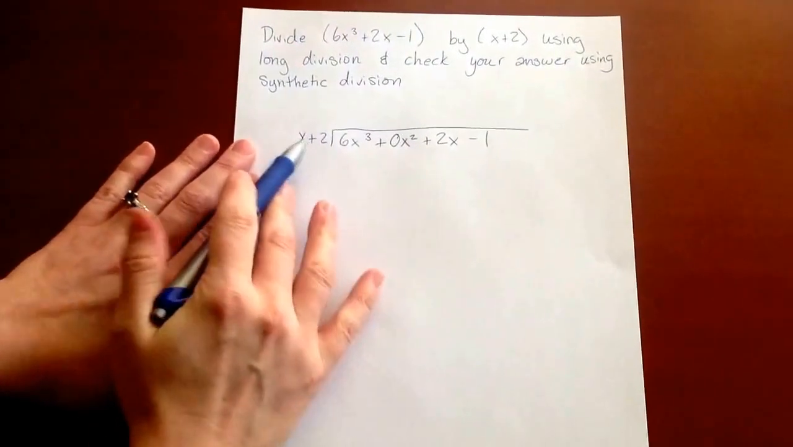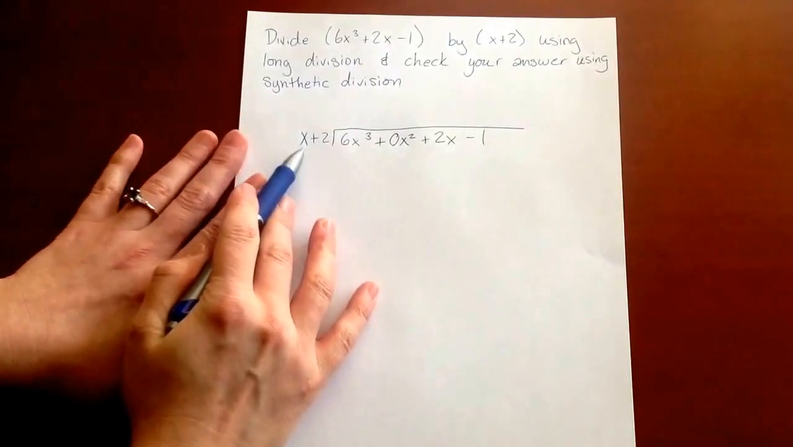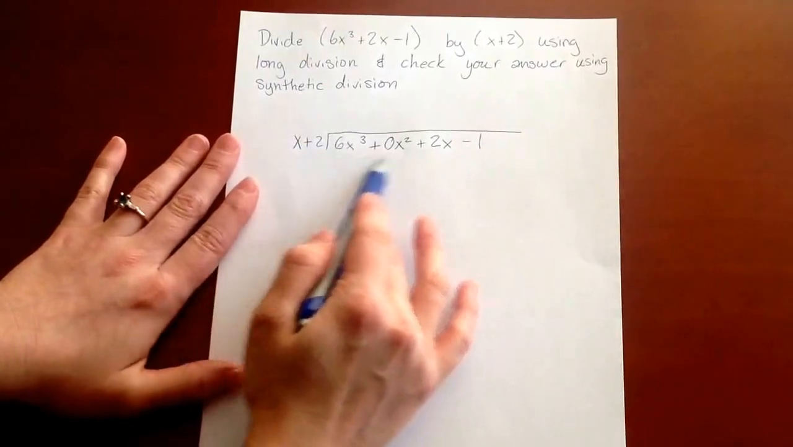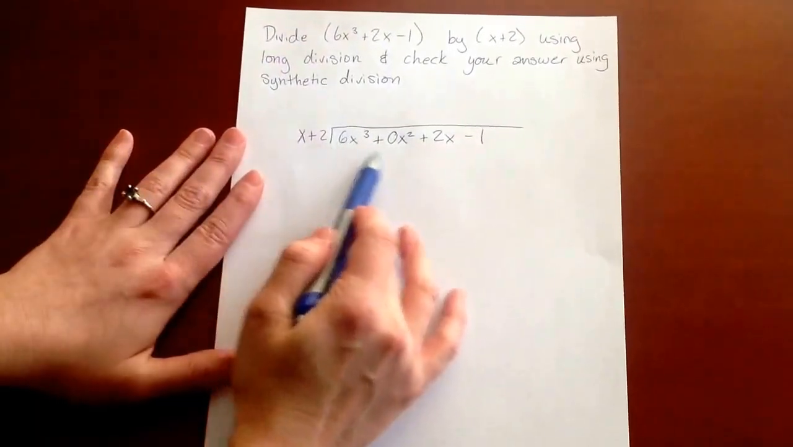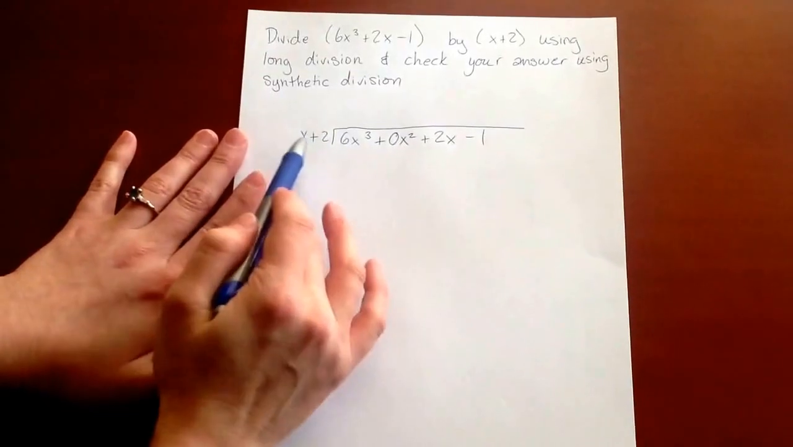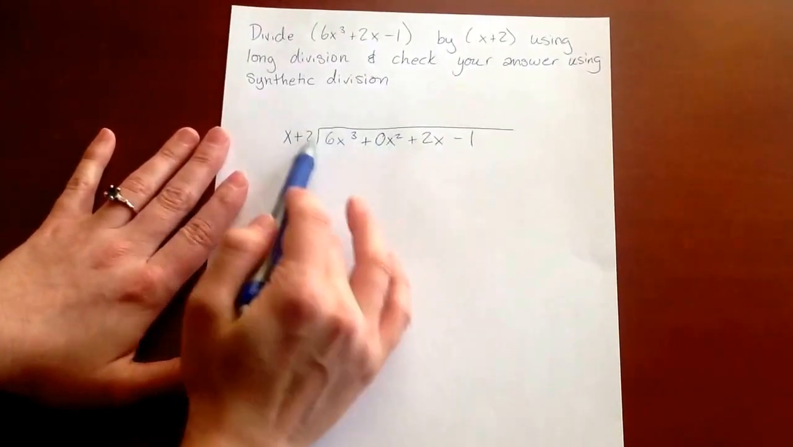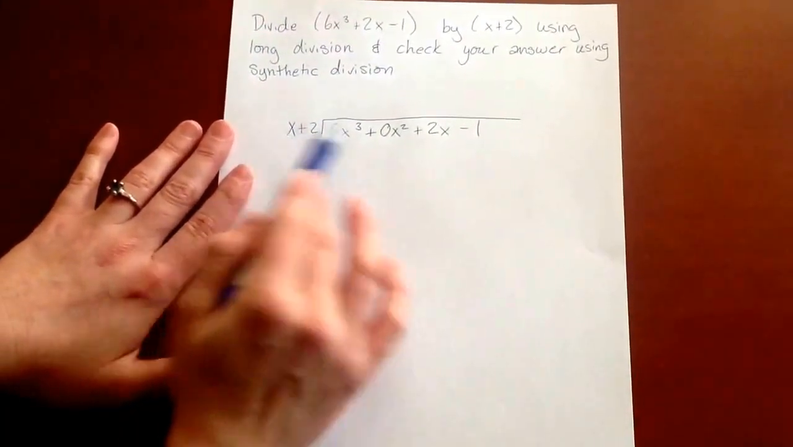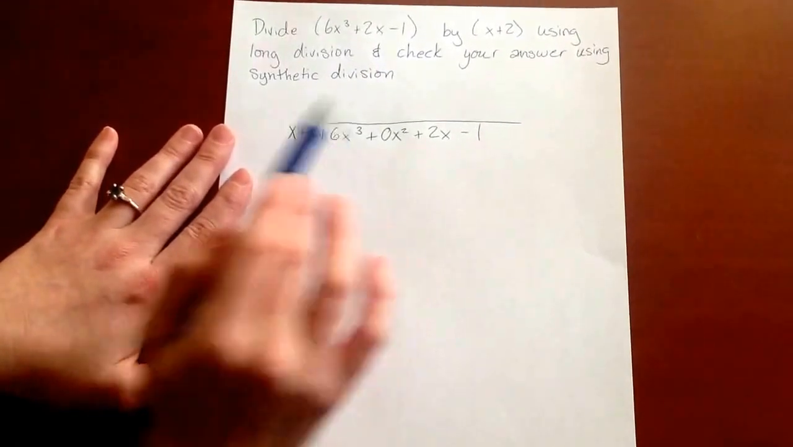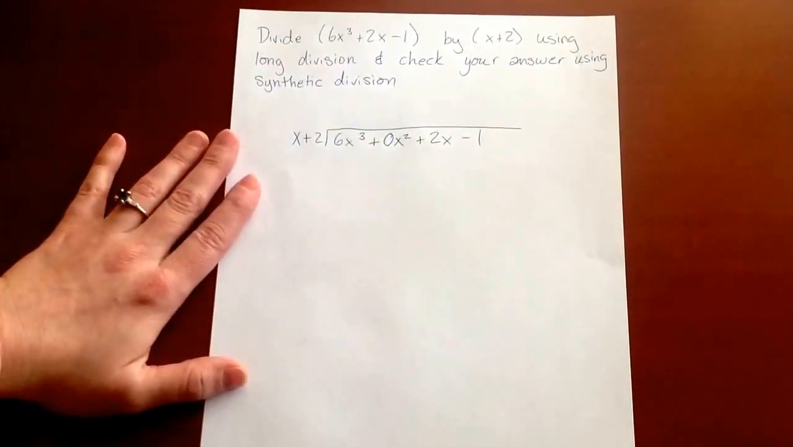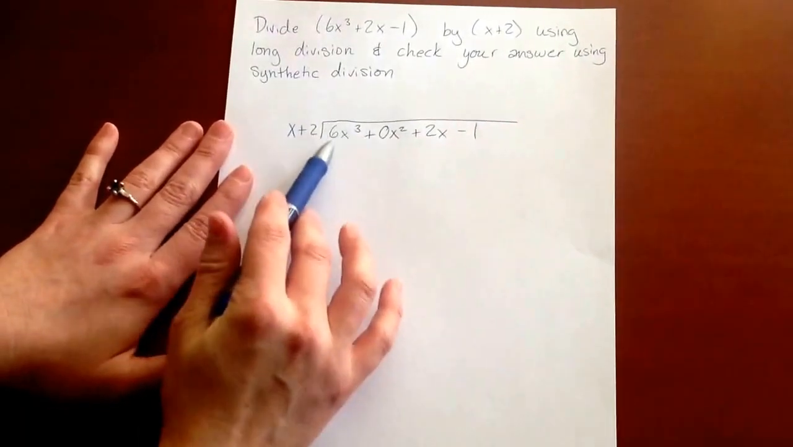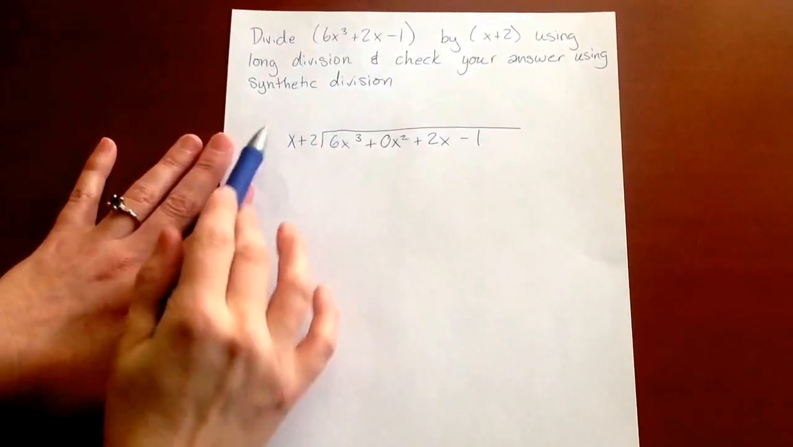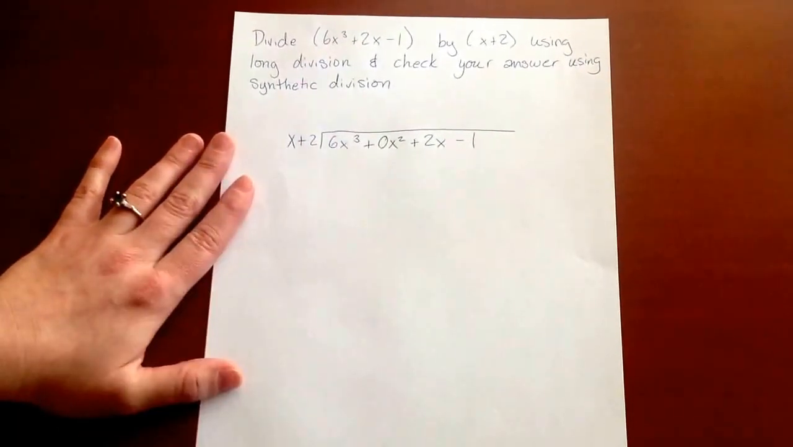And now, when we're doing long division, we need to divide binomial by binomial. So we're going to look at these first two sets of binomials, the first two terms here, and we're going to see how many times this goes into 6x cubed plus 0x squared. To do this, we consider the terms with highest degree. So we're looking at the 6x cubed term and the x term. Now 6x cubed, how many times does x go into 6x cubed? Or what times x gives us 6x cubed?